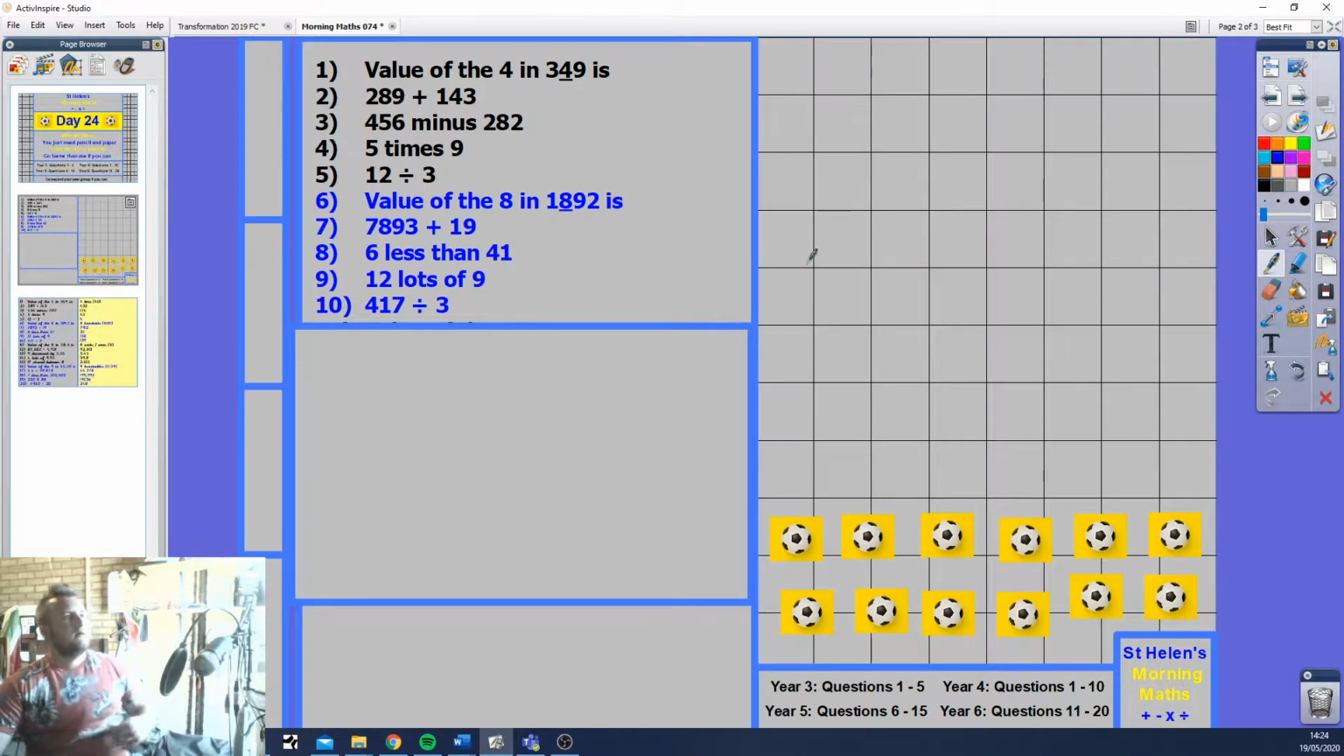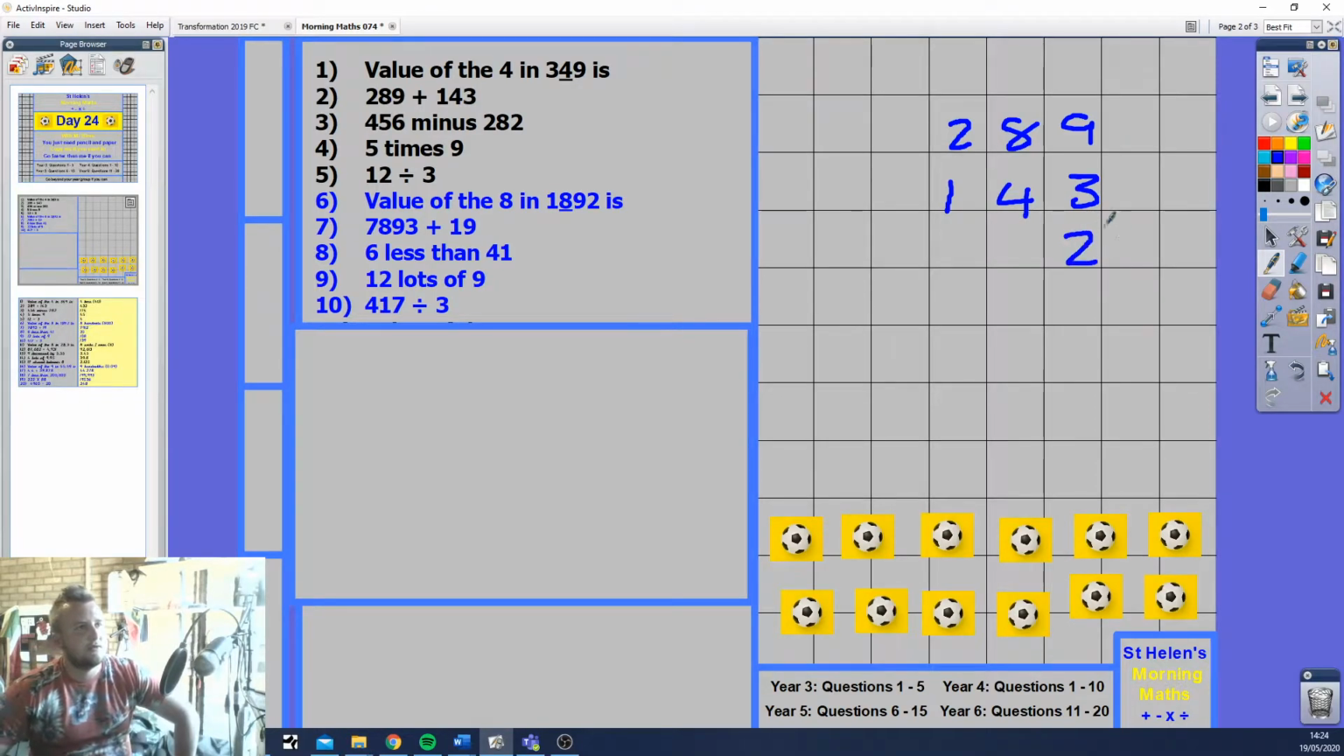Okay. We've got a simple addition calculation here. We're just going to make sure you put everything in the right column. 1, 4, 3. And we've got to add column by column. 9 plus 3, 10, 11, 12. So that's added 3. So that means it's 12 plus 1. Plus the 10 over there, because I can't put the 10 over here.